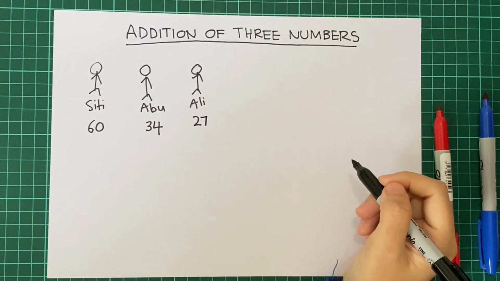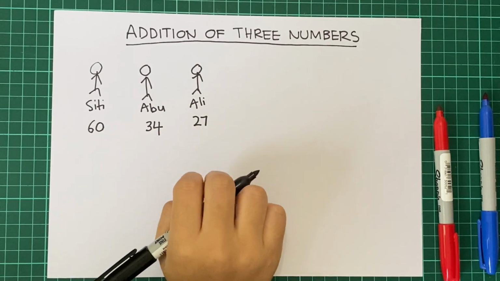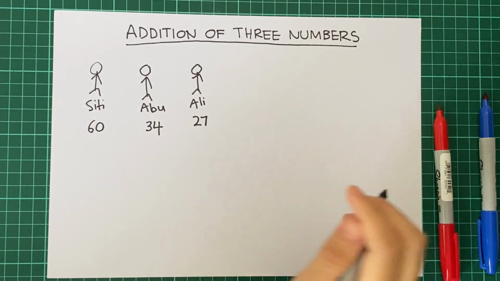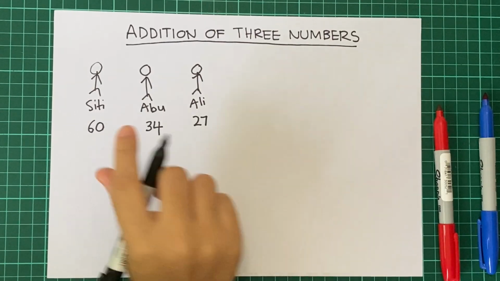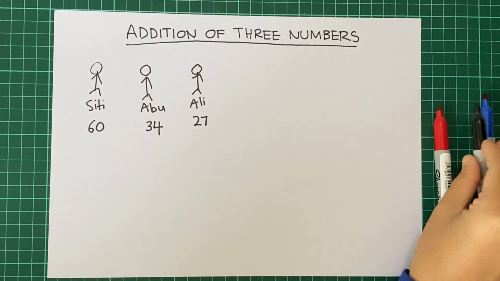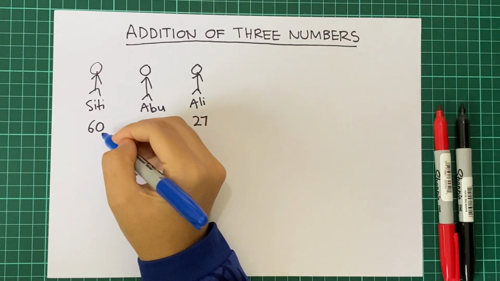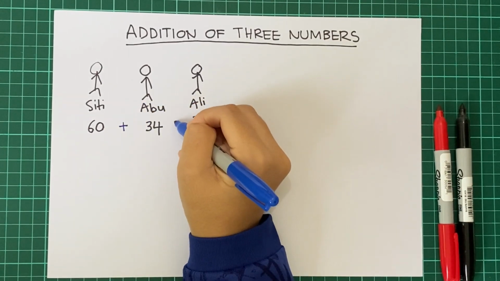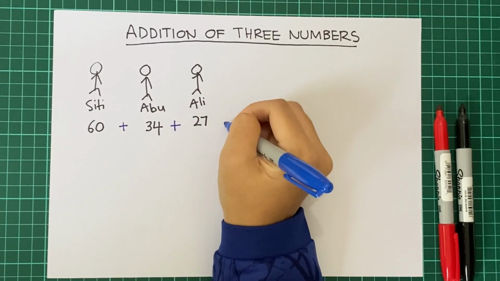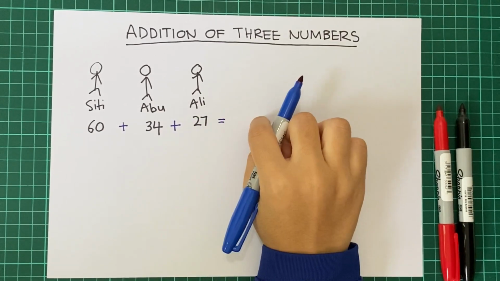Now, can you tell me what is the total number of all their sweets altogether? To get this answer, what we need to do is add all the three numbers. That means 60 plus 34 and then plus 27 equals how much?